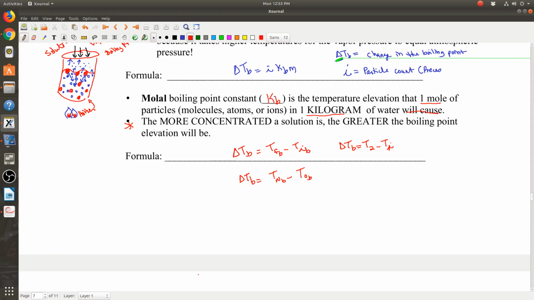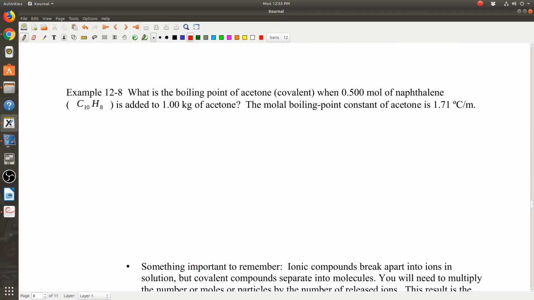If you want to change those subscripts to help you to remember it, I'm fine with that. Okay? All right. So now how do we use this? Let's go ahead. What is the boiling point of acetone? So really they're asking for the new boiling point, okay? And acetone is covalent. Now that's important because if it's covalent, I know something automatically.